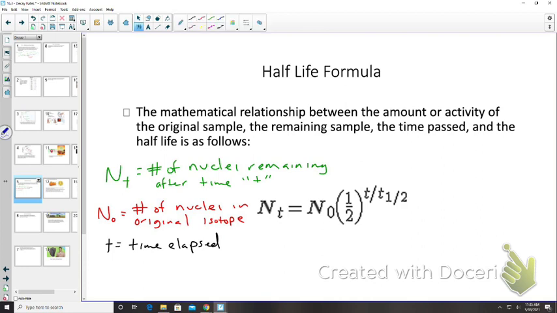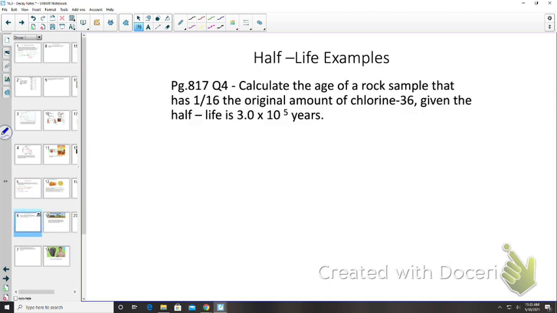And lastly, T half is the half-life of the isotope. All right, so there's our formula. That's what our variables represent. So let's get into solving one here.